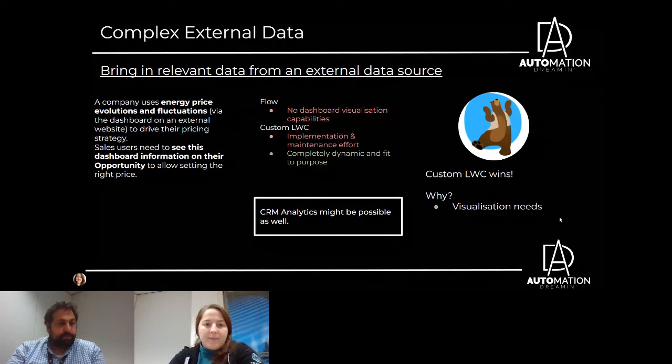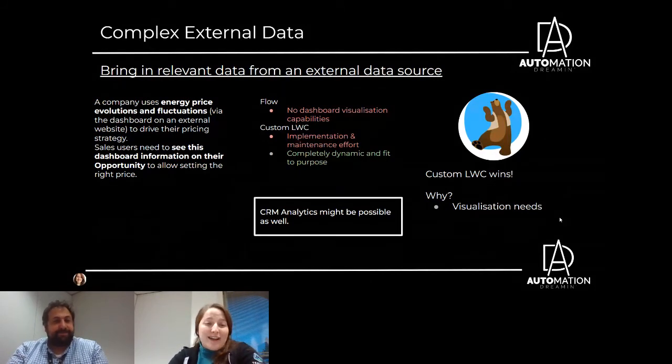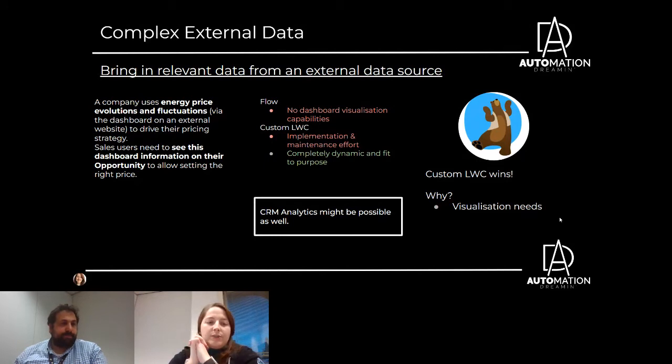So we have a company and they use energy prices. Well, I think we've all been talking a lot about energy prices recently. And they're actually using these energy price evaluations and fluctuations, which currently they can see on a dashboard on an external website, and they use this to really drive their pricing strategy. So what do the sales users need to see? Well, they need to see this dashboard on their opportunity, so that will allow them to set the right price for their opportunity.